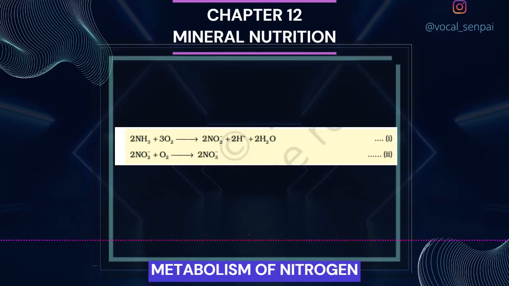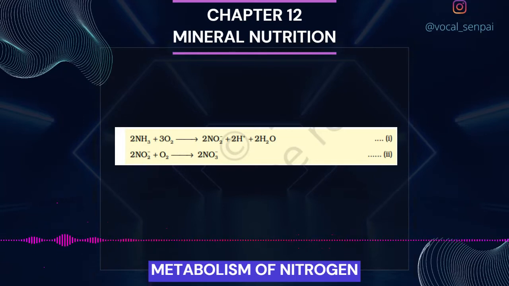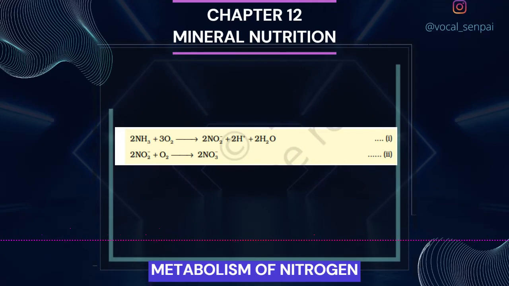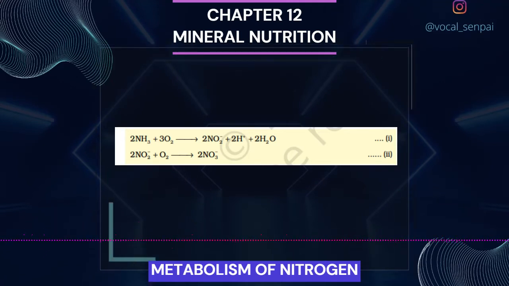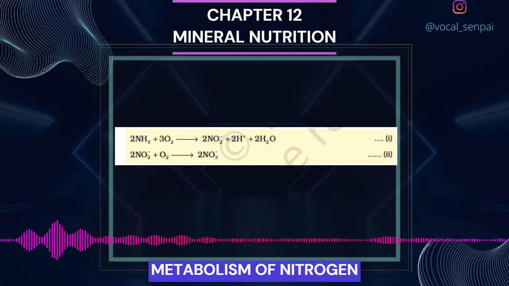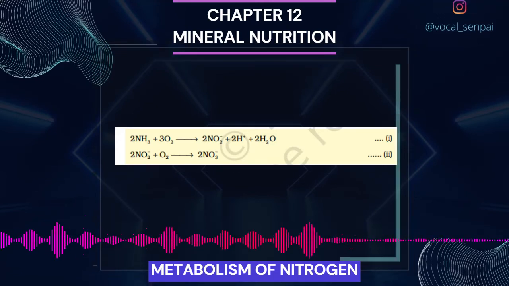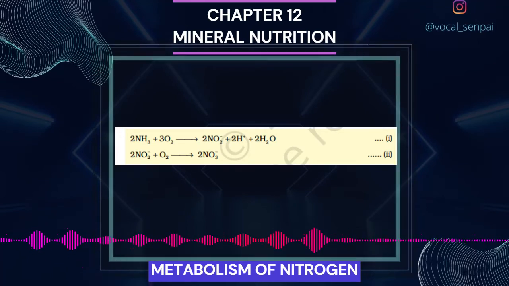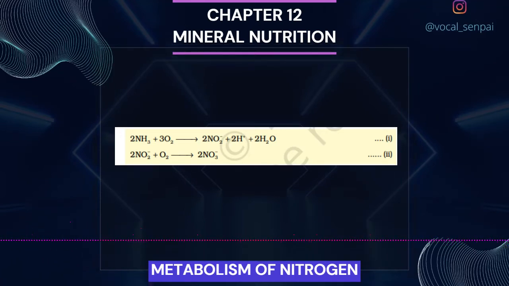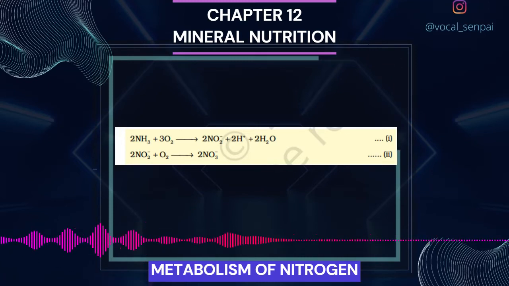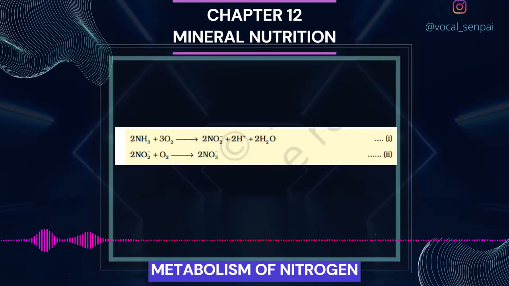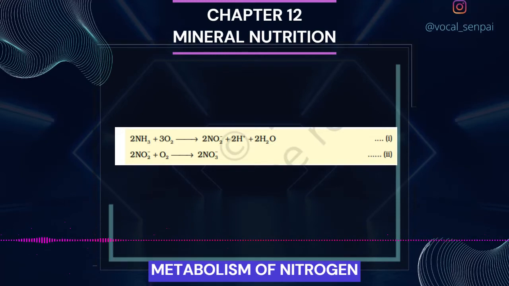in the following steps. Ammonia is first oxidized to nitrite by the bacteria Nitrosomonas and/or Nitrococcus. The nitrite is further oxidized to nitrate with the help of the bacterium Nitrobacter. These steps are called nitrification, Figure 12.3. These nitrifying bacteria are chemoautotrophs. The nitrate thus formed is absorbed by plants and is transported to the leaves.